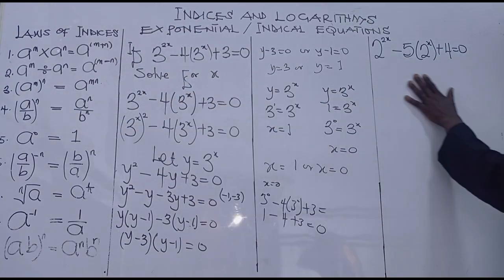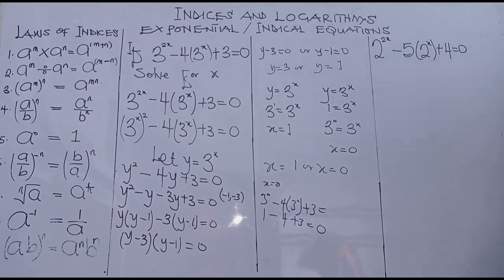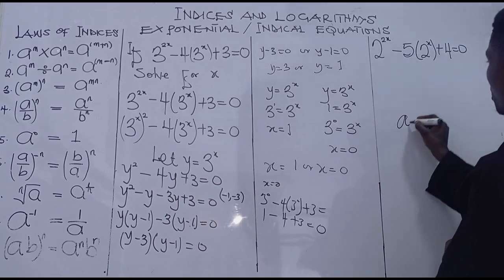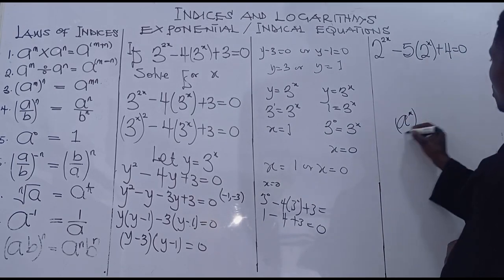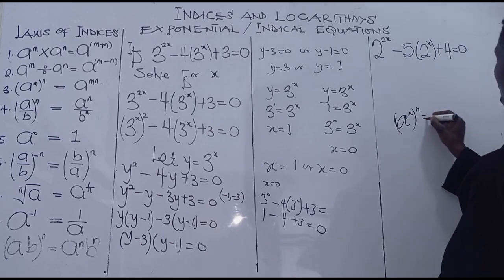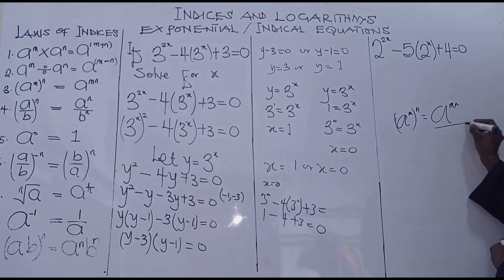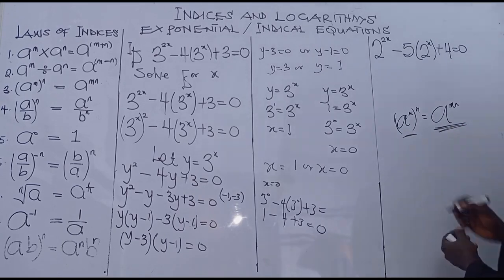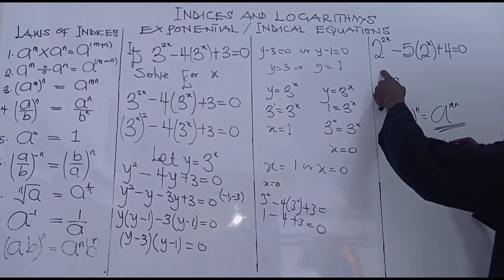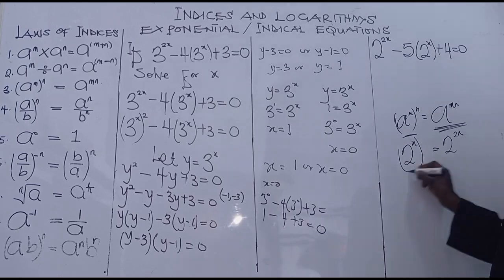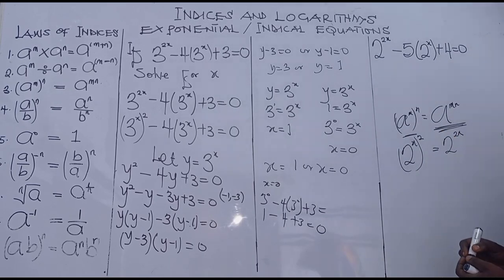We are to solve for the value of x in this exponential equation. So as I said earlier on, when you have a raised to the power m, raised to the power n, applying the power law, we can write it as a raised to the power mn. Similarly, when you have this, you can write it as that. So 2 raised to the power 2x, applying the power law, we can write it as 2 raised to the power x, raised to the power 2. You agree with me?